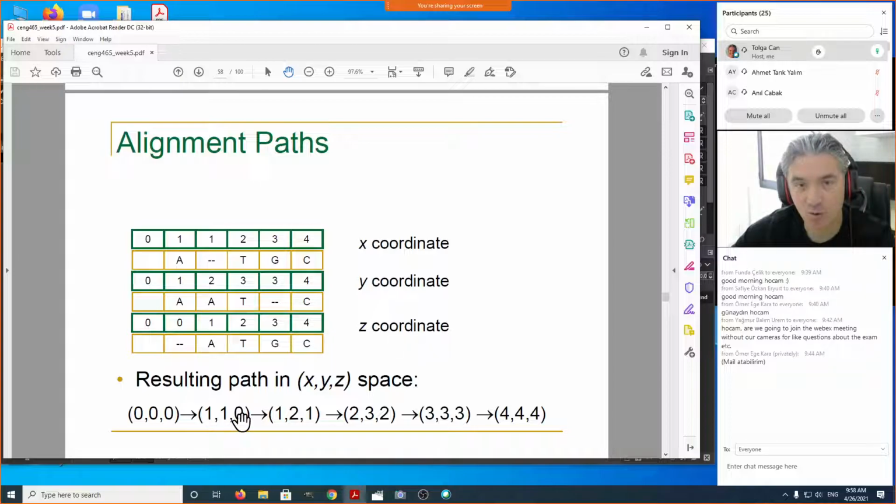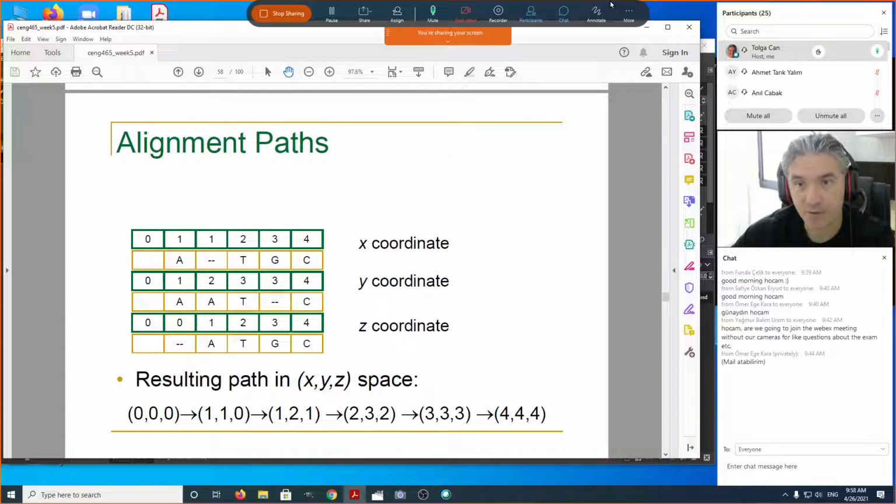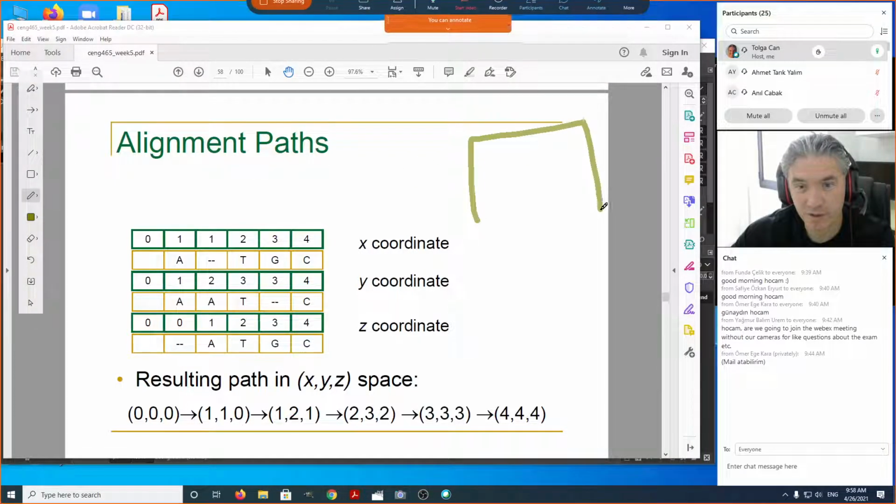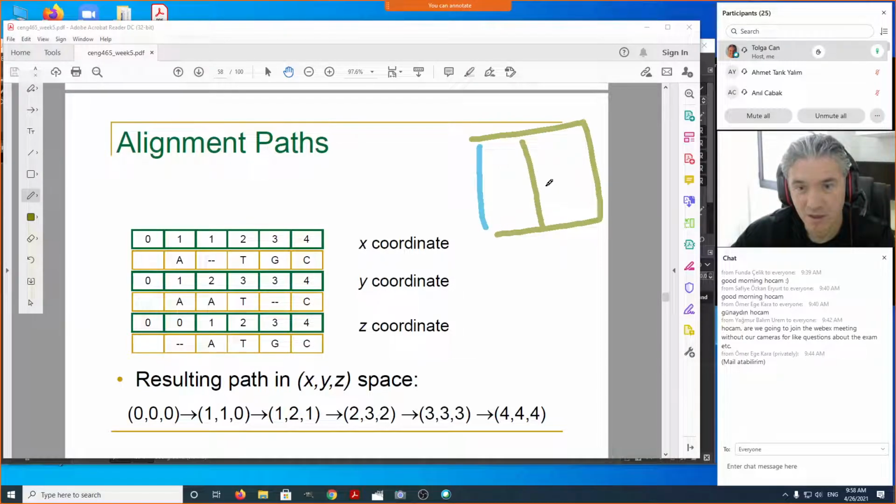Each of these XYZ coordinates may stay the same or they may increase by 1. Just like we're moving on a two-dimensional dynamic programming table, right? When we were in the dynamic programming case, when we had a cell like this, we can only come to this cell from these 3 locations. So this one is also the same thing. Our alignment paths from here, we can go to this place, or this place. Those are the 3 possible options.